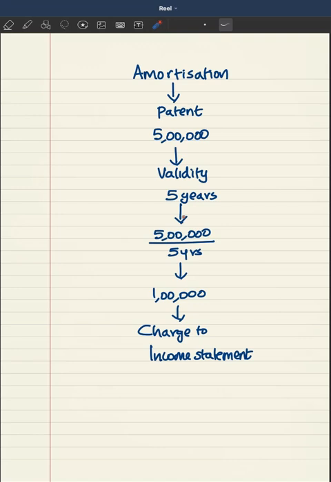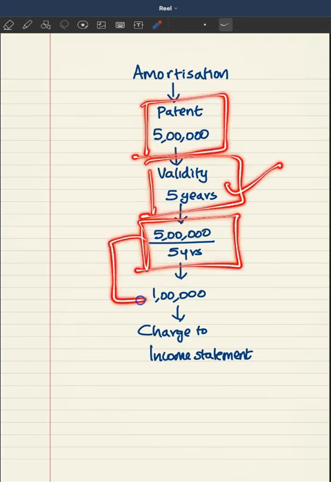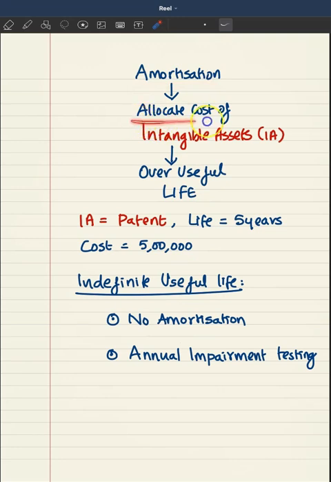On what basis you can charge? You can simply take the cost divided by its validity or useful life. So 5 lakh divided by 5 years, what you get is 1 lakh. This can be charged to income statement. So understand, amortization means you are allocating the cost of intangible asset. I think now you will appreciate the difference. Depreciation means allocating the cost of tangible asset. Amortization is on intangible assets over its useful life. In our example, intangible asset was patent, useful life is 5 years, and the cost is 5 lakhs.